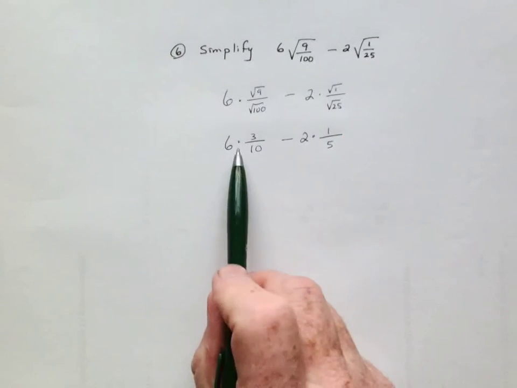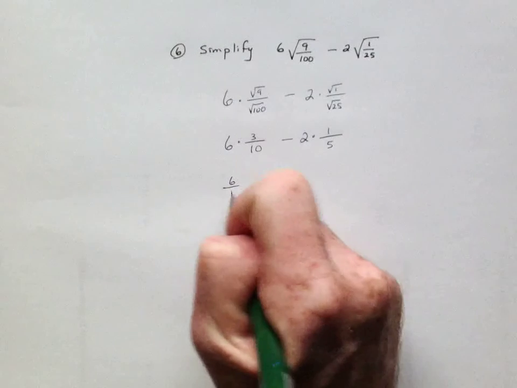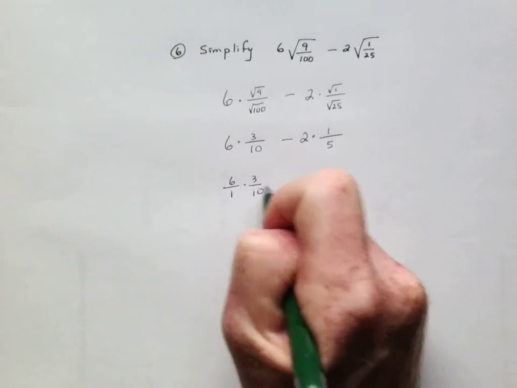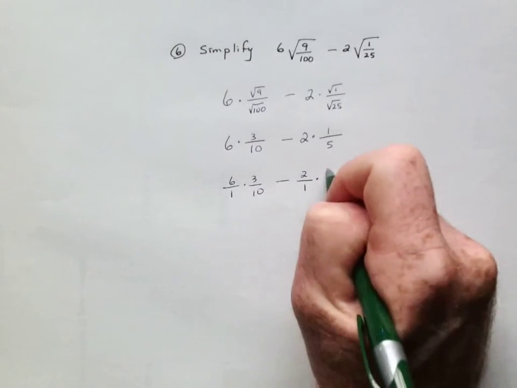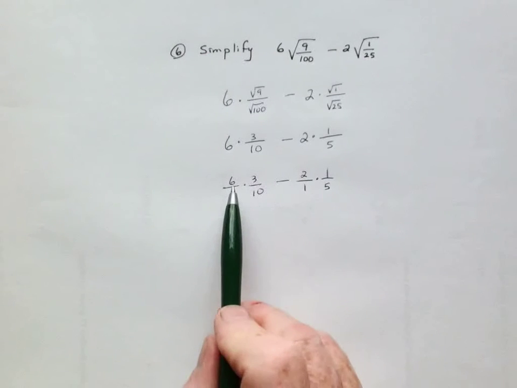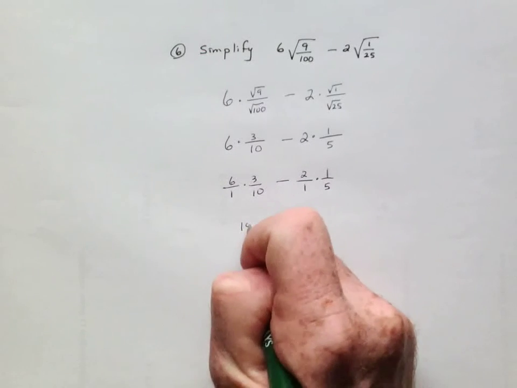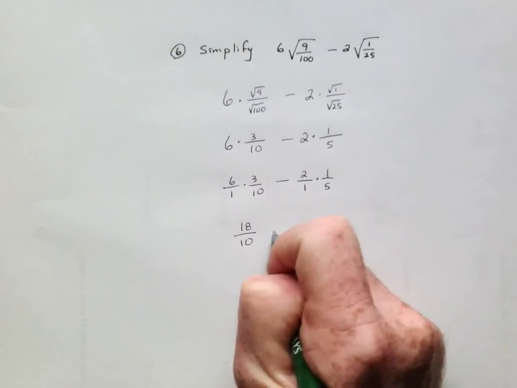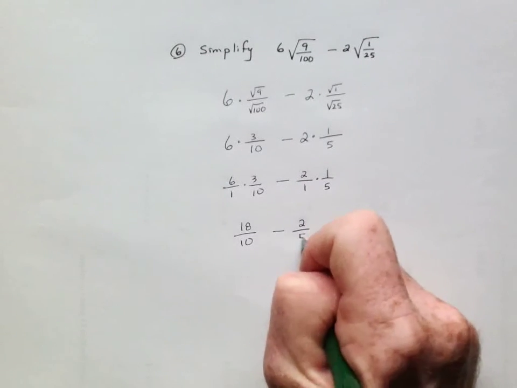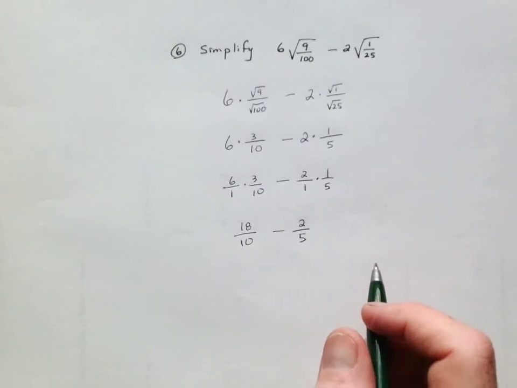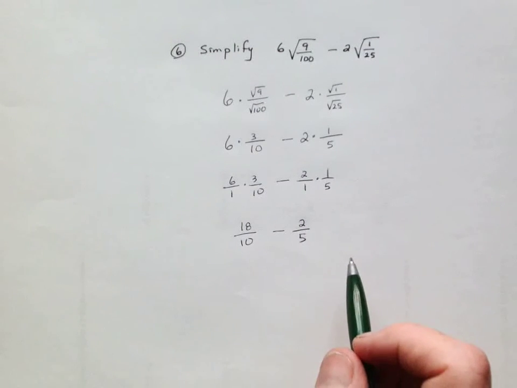And then this is multiplication, so I could rewrite this as a fraction and say that's 6 over 1 times 3 over 10. This one I could write as 2 over 1 times 1 over 5. And then in here, multiply, and this would be 18. So this first one is 18 tenths minus, this one would be 2 fifths. And then I would need to get a common denominator, subtract them, and then reduce.